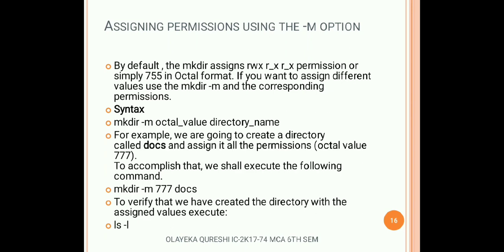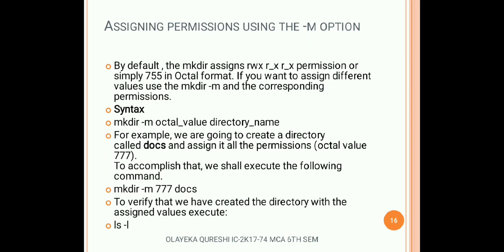Here is an octal format of permissions: 755. Here 7 represents read, write and execute permission. 5 represents readable and executable permission for the group, and the other group represents permission of others, readable and executable.